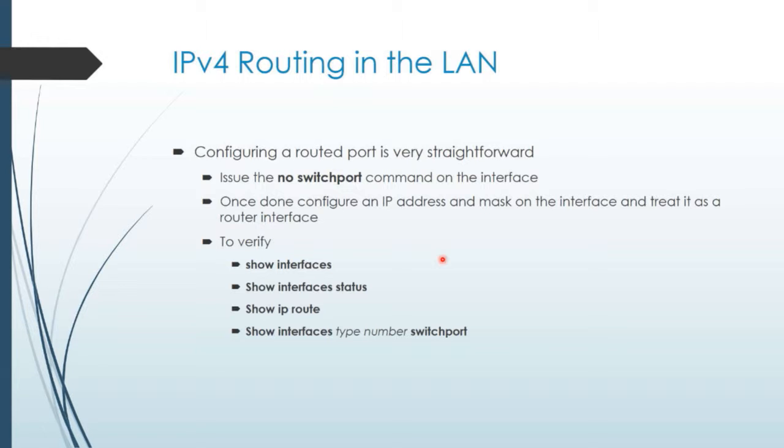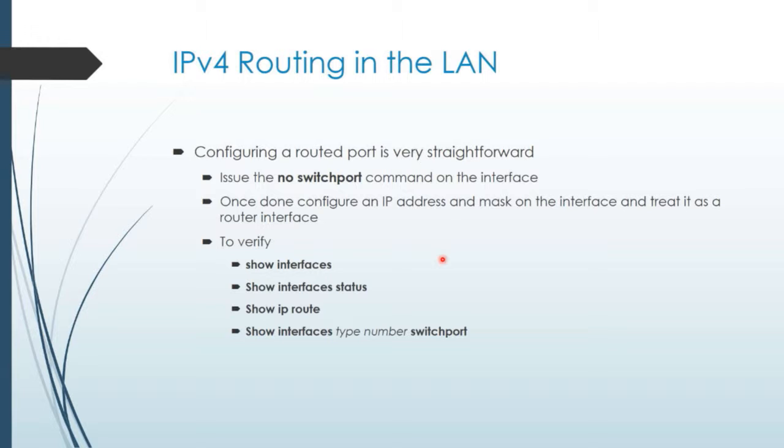But when you run that command, it automatically turns it into a routed port. Once done, that means you can configure an IP address and mask on the interface and treat it like a router interface. Before you had run that command, that option would not be available to you. Now, in order to verify it, you can use the show interfaces command.